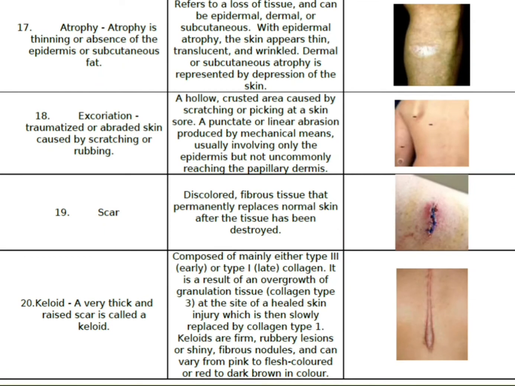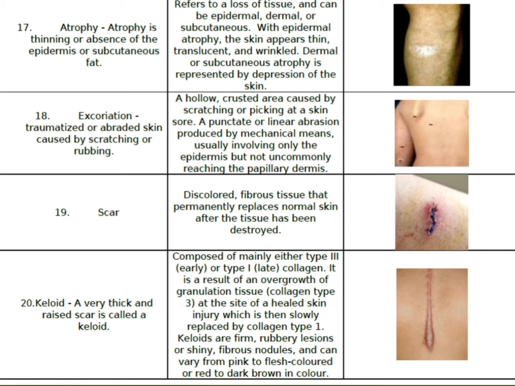17. Atrophy. Atrophy is thinning or absence of the epidermis or subcutaneous fat. It refers to a loss of tissue and can be epidermal, dermal, or subcutaneous. With epidermal atrophy, the skin appears thin, translucent, and wrinkled. Dermal or subcutaneous atrophy is represented by depression of the skin.